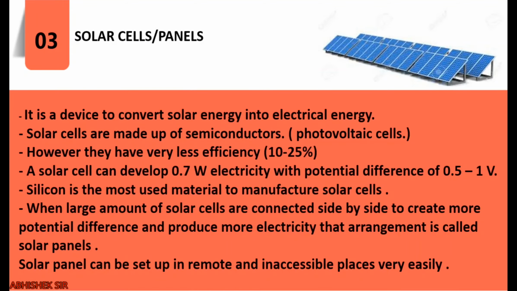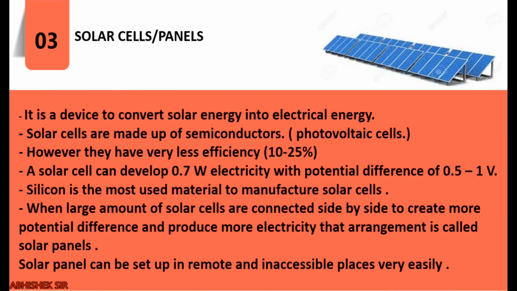You see, modern solar cells which are made up of selenium only have an efficiency of about 25%. A solar cell can develop 0.7 watt of electricity with a potential difference of 0.5 to 1 volt. So we can see that a small solar cell can also develop an efficient amount of electricity.